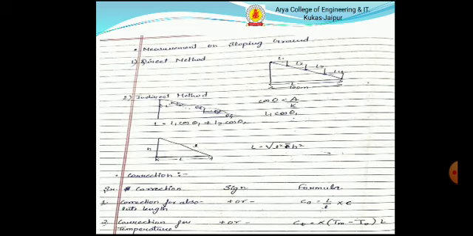Measurement on sloping ground is also taken by two methods. Indirect method: chain or tape is floating in air, so we can calculate lengths. In the direct method, we can calculate length by this formula: capital L is equal to root of small l square minus h square.